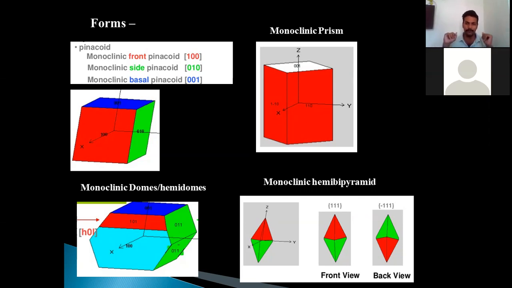It is an open form. Dome is made up of four faces. It is also an open form. But when the dome of four faces and the pinacoid of two faces combine, a closed crystal will develop. So we have only two faces in the pinacoids.